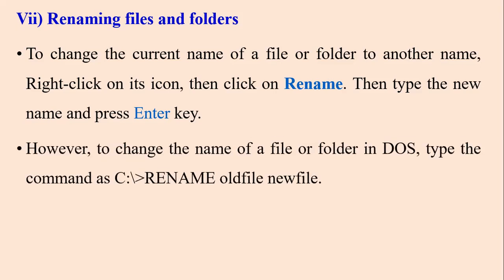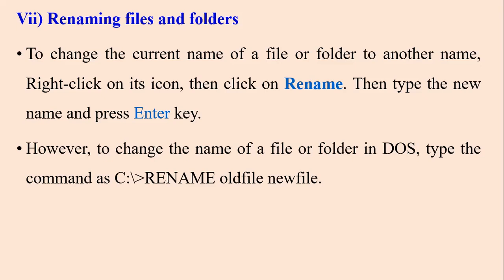However, if you want to change the name of a file or folder in disk operating system, you type the command as follows. At the C: or at the command prompt, that is C:\, type the command rename space, followed by the name of the old file, that is the name that we wanted to change, then space, the name of the proposed new name.